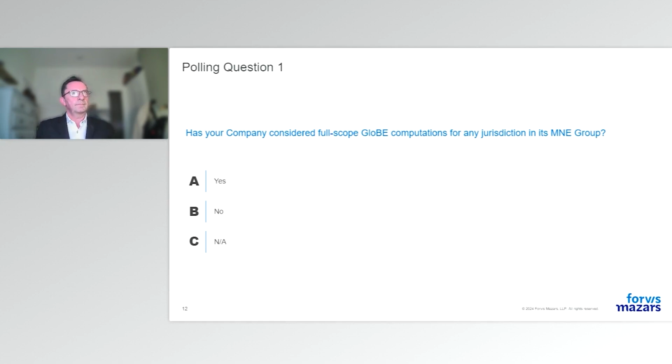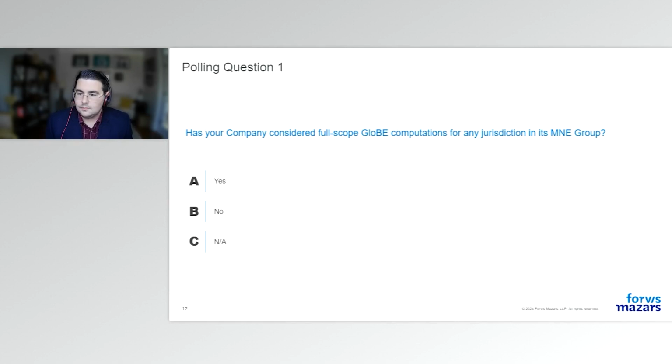Let's just give this a minute. And once we're done with this polling question, we're going to kick it off over to Eric, who's going to take us through the very first segment of elections under Article 3, which affects your net GloBE income or loss.